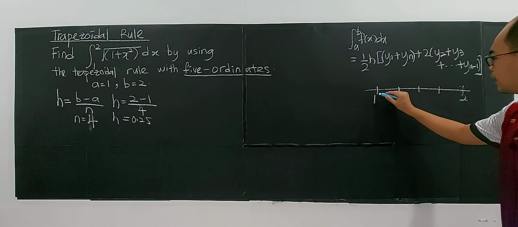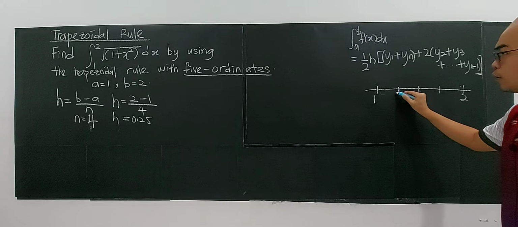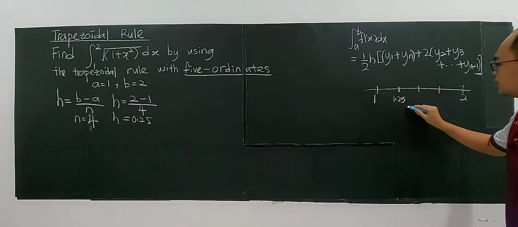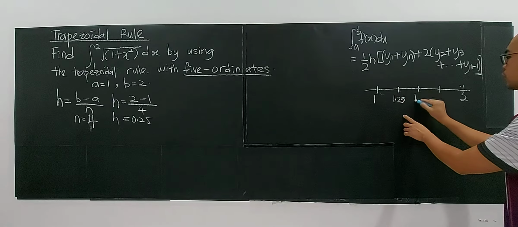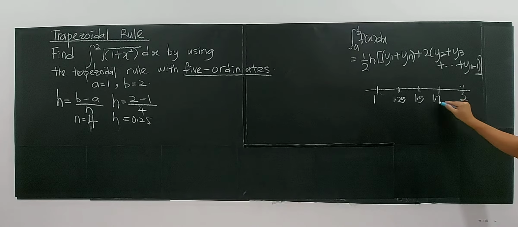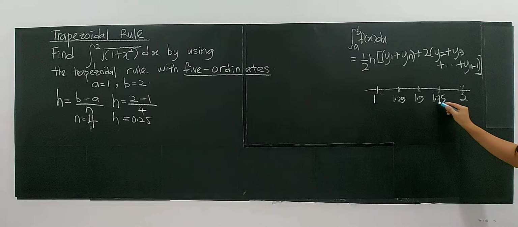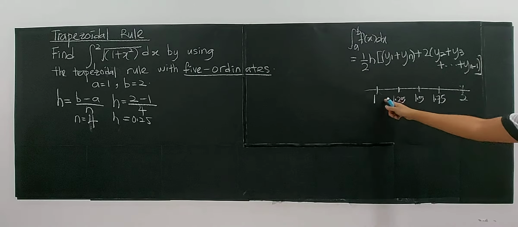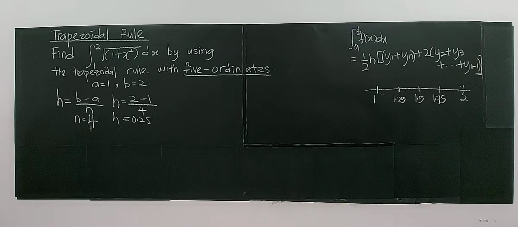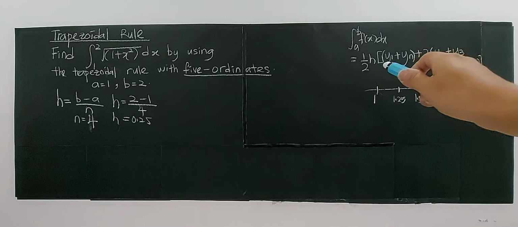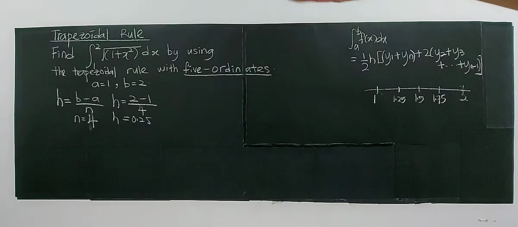Then if you add this length of 0.25, we get 1.25. Adding another 0.25, we get 1.5. Adding another 0.25, we have 1.75. And adding another 0.25, we get 2. So exactly, we have 5 ordinates here. What to do with these 5 ordinates? You need them to find the value of y here. So you have to follow my procedure.